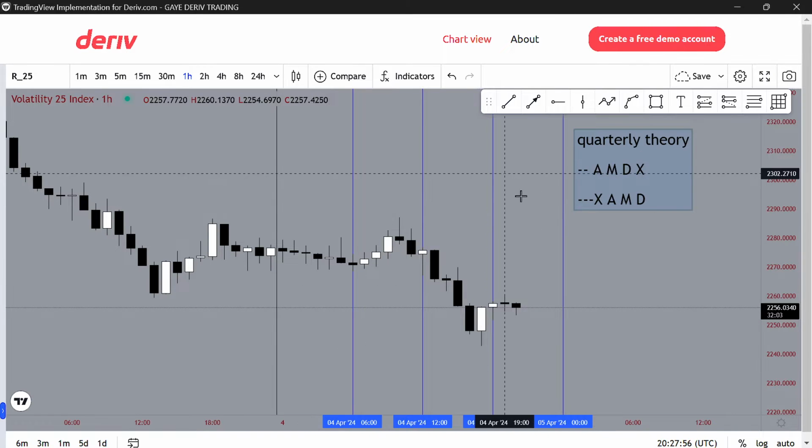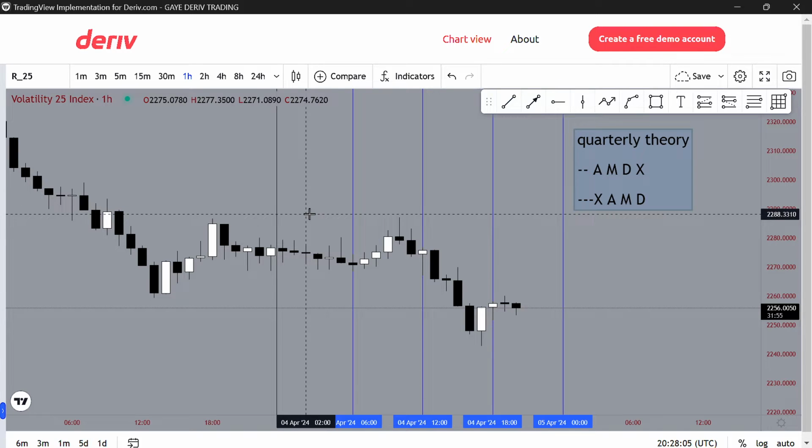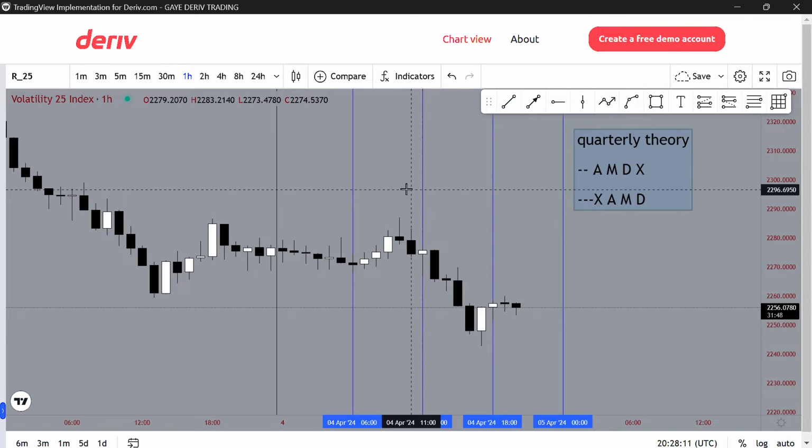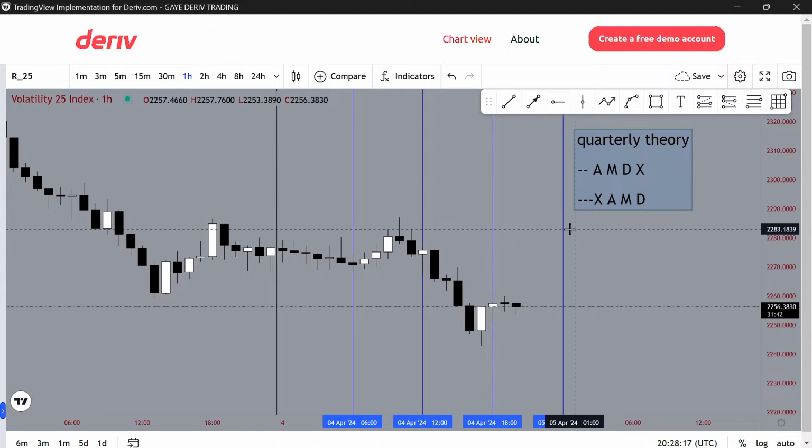So within this 24-hour candle, the first 6 hours, as you can see, look at the time, that's Q1, the first quarter of the day. The second quarter will be the next 6 hours. So you're going to start marking from 6 a.m. to 12 p.m. to 6 p.m. to midnight, and you get the full quarters here.